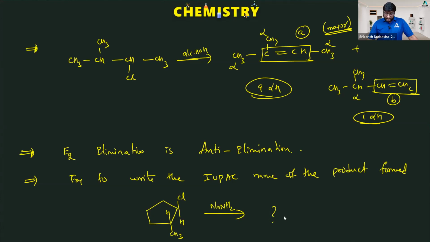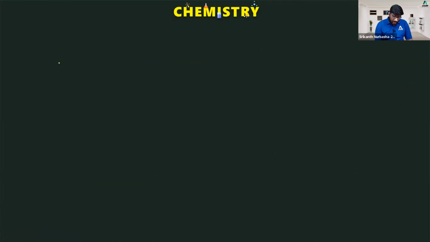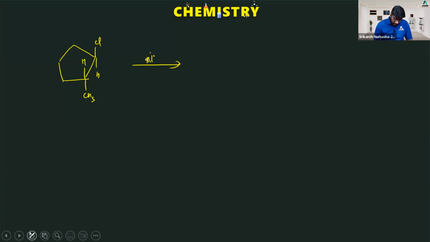So E2 elimination is anti-elimination. Whatever hydrogen and whatever leaving group are going to be lost should always be opposite to each other. So think of this particular substrate. We have chlorine here, hydrogen here, hydrogen here, and methyl here, and we treat with alcoholic OH or NaNH2. NH2 minus is the base now. Where is it going to pick up the proton from? It can't pick up the proton from this particular carbon because this hydrogen and this chlorine are on the same side.